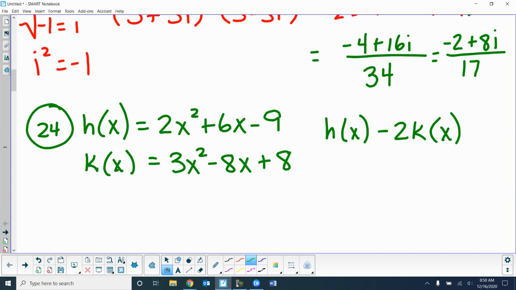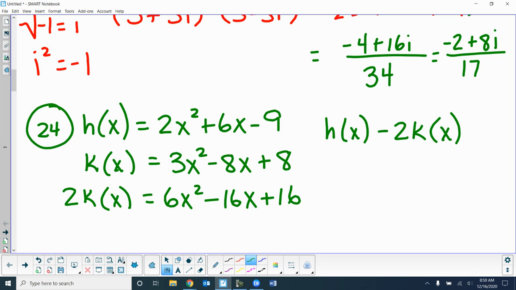So what's 2k mean? 2 times k. Right? So 2k is just doubling them. 6x squared minus 16x plus 16. That make sense? And what am I supposed to do with that answer? Subtract it from this one, right? That's all it's telling us.